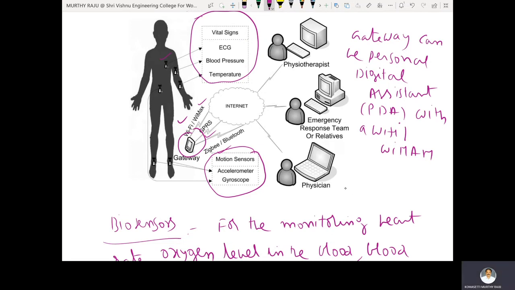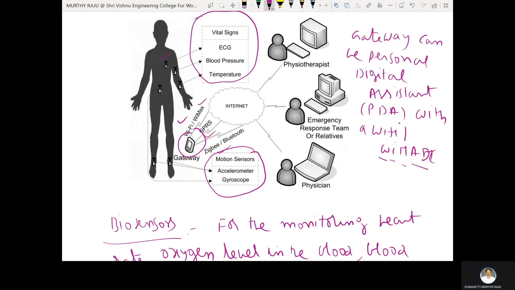WiMAX means the Worldwide Interoperability for Microwave Access. It is a telecommunication technology. This is the gateway with Wi-Fi or WiMAX.